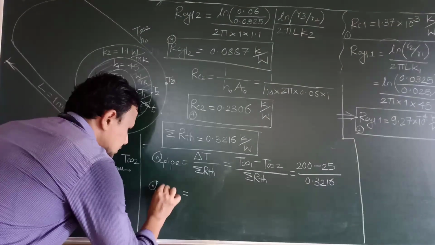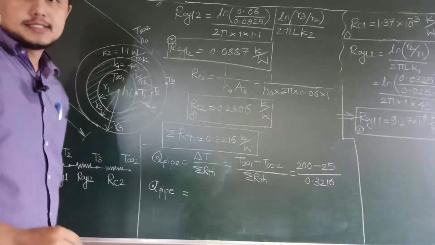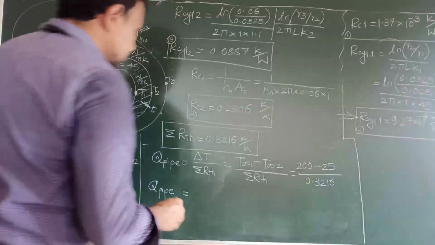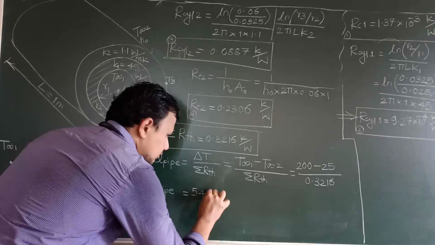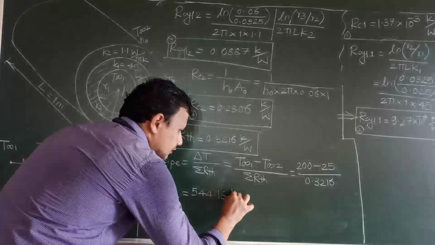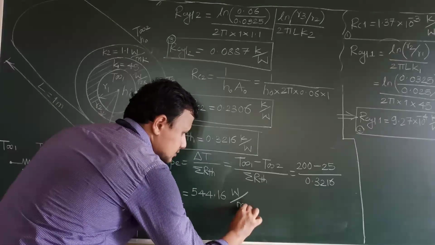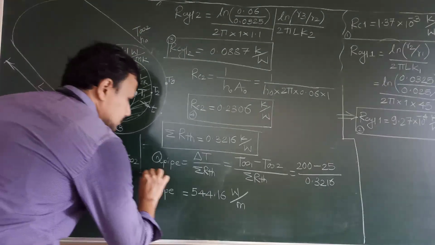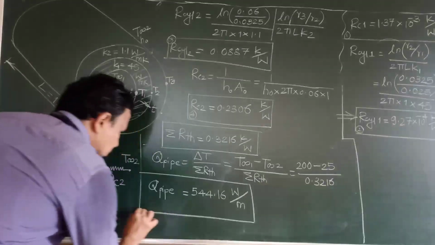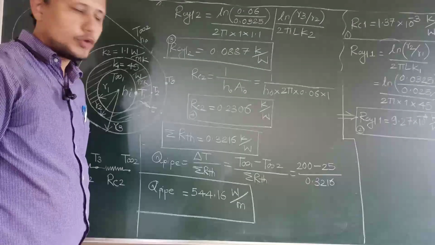So total heat transfer through the pipe at steady state comes out to be 544.16 watt. You can also write it as watt per meter because the length of the pipe is 1 meter. So that is your first answer of this major problem.